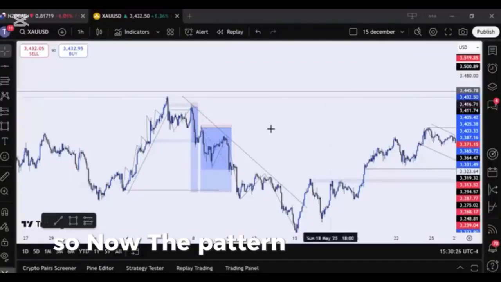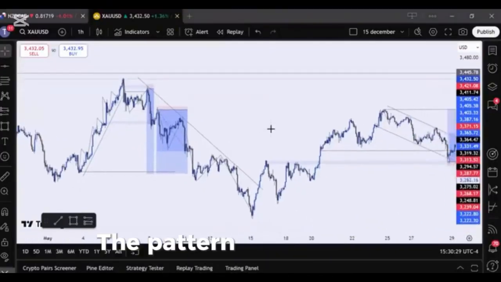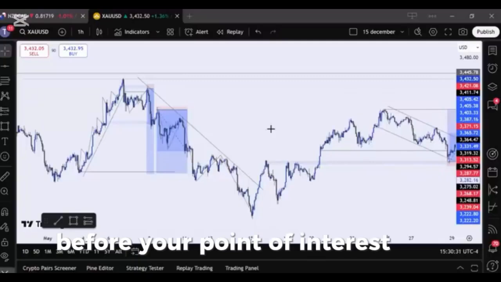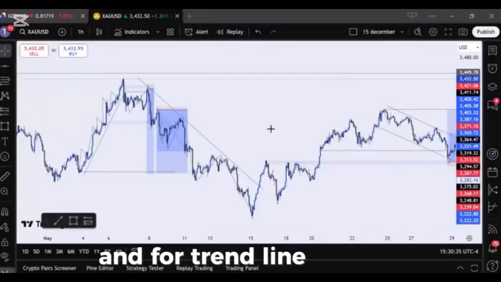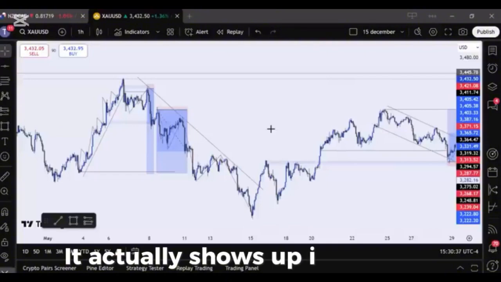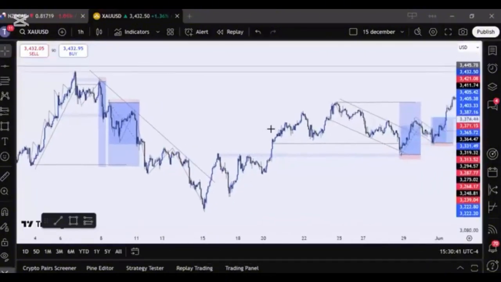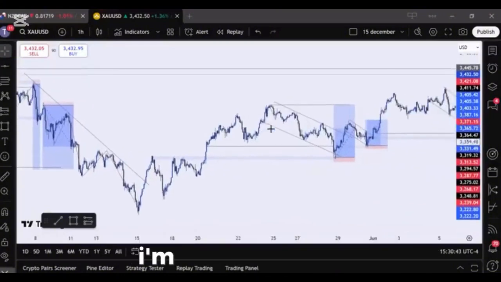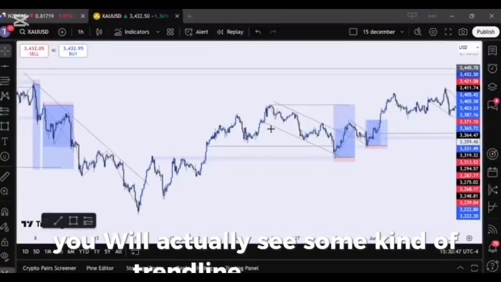So now, the pattern that market sees to approach your point of interest is very crucial. Observe the pattern that market is making before your point of interest gets triggered. It will tell you where your take profit level will be. And for trend line liquidity, it actually shows up, I would say, 80% of the time on the charts. If market starts trying to trigger a point of interest, I'm sure that if that point of interest is actually legit, you will actually see some kind of trend line manner there.